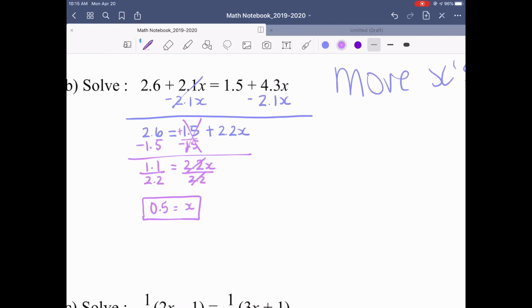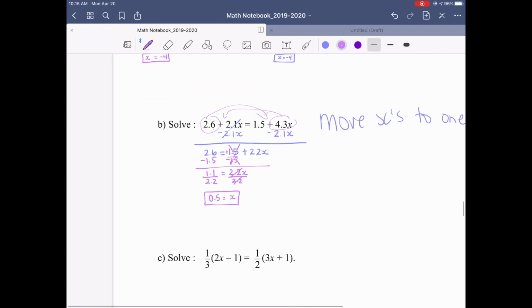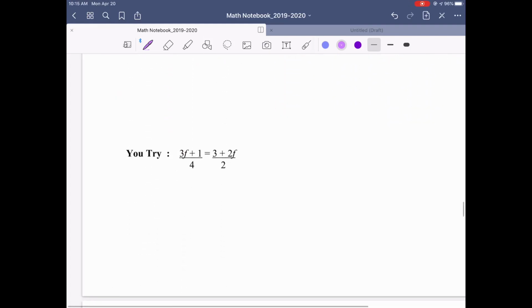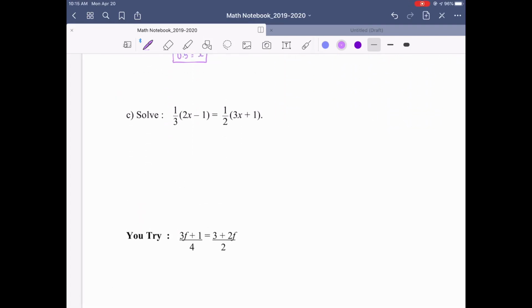All right, you could have moved the 4.3 to this side and then the 2.6 to this side, and you would have ended up with negative on each side, which would cancel out to make it positive in the end. Okay, so that's the second question. We're going to do one more together, and then you guys are going to try one on your own.